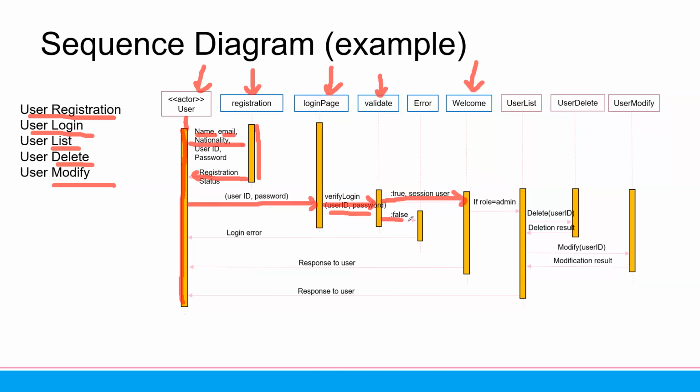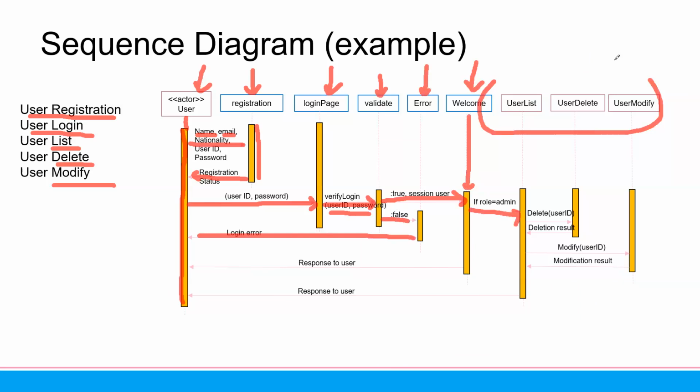If it is false, show the error message. Because if it is false, we will return a message, login error. If it is true, we are in the welcome. So if the role is admin, you can see this part.